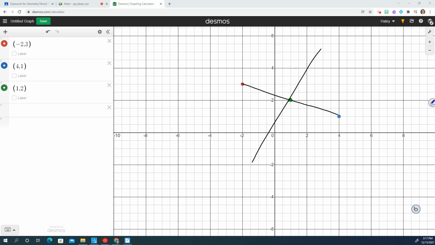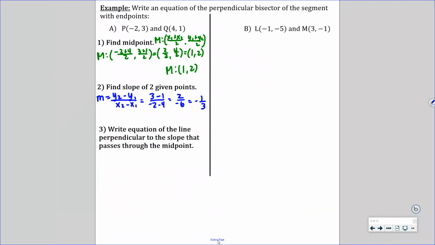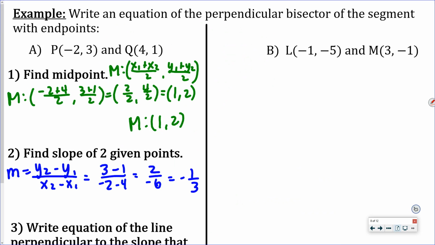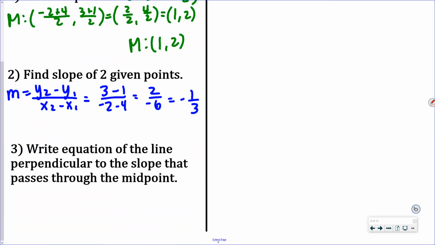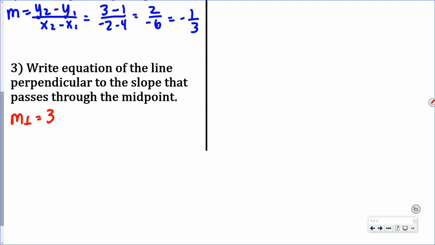So let me ask you this. If we're trying to find the equation of the perpendicular line, what would the slope of the perpendicular line be? Oh, nice. Who said that? Walker? Yeah. How'd you get that? Made it opposite and changed the sign. Yeah, I don't know what the word is. Reciprocal. Perpendicular lines have opposite reciprocal slopes, right?